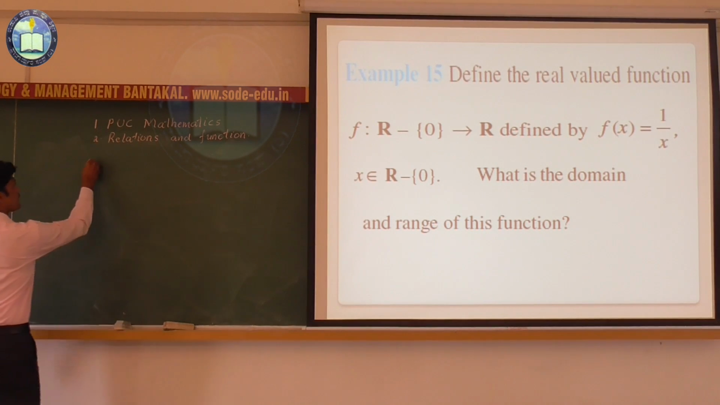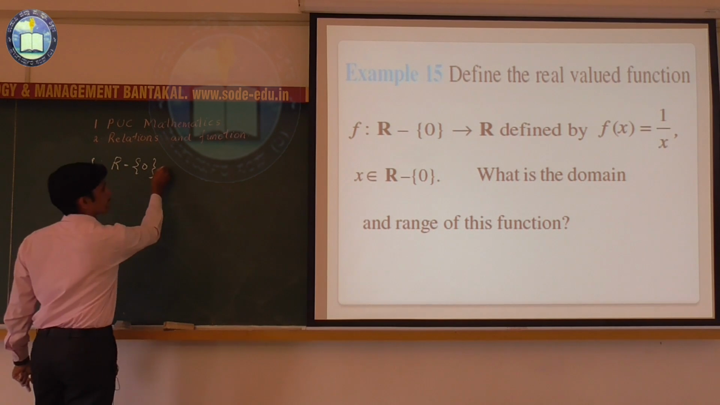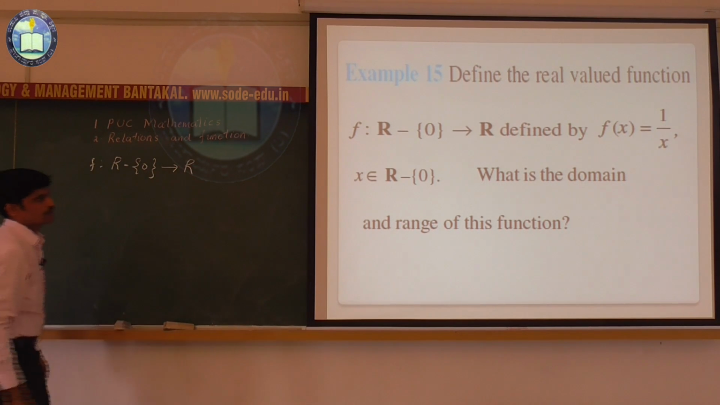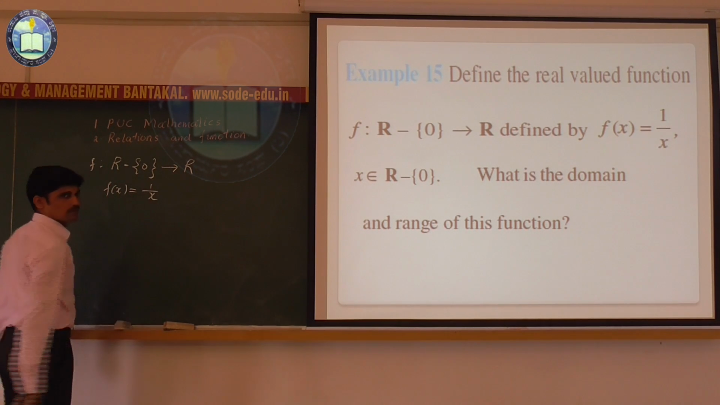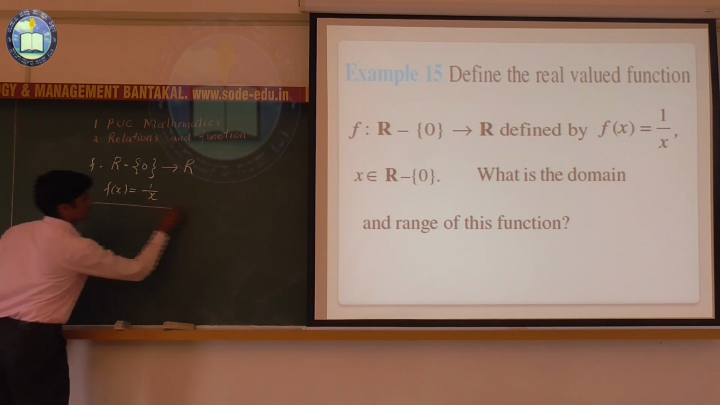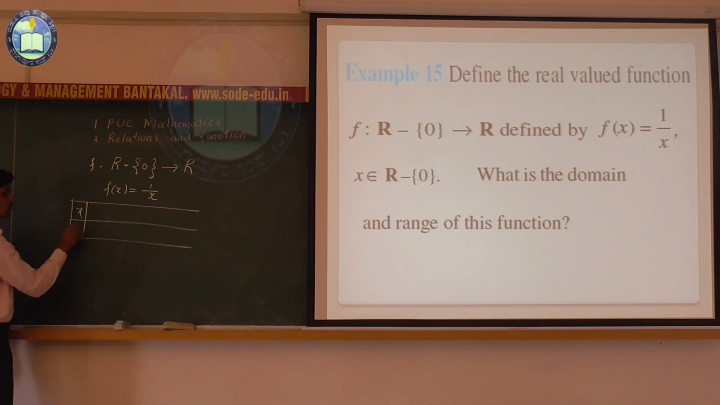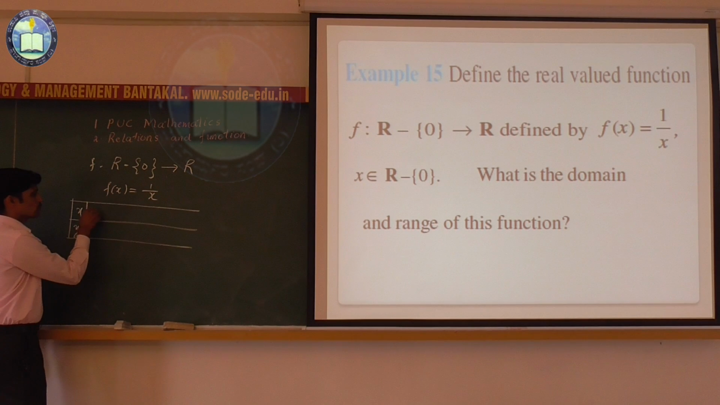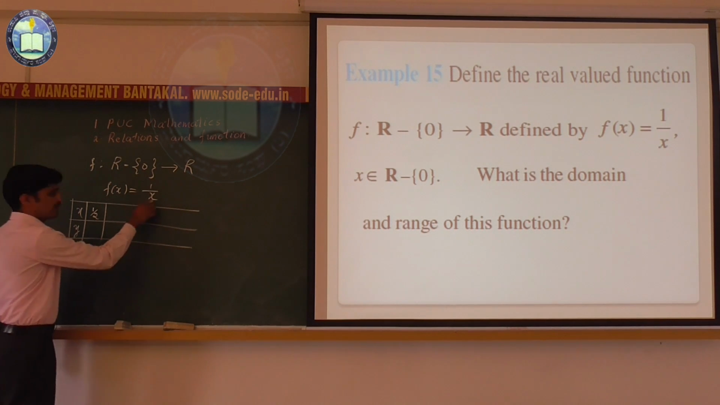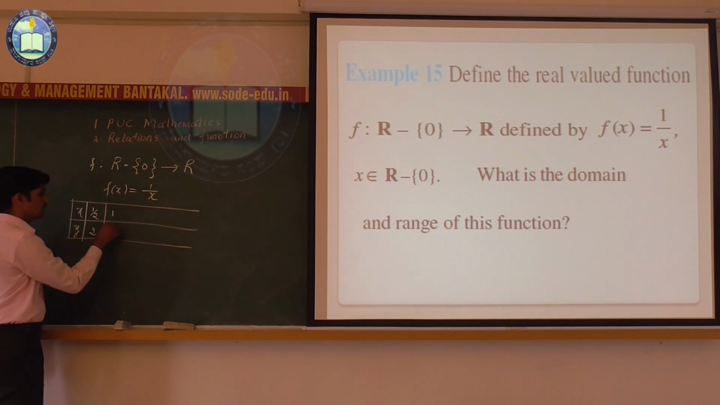Now we can see this function f from R minus 0 mapping to R defined by f of x is equal to 1 by x. Now if we analyze the graph of this function, we cannot give x is equal to 0 because 0 is not there in the domain. Then we give x is equal to say 1 by 2, half, then 1 by 1 by 2 is equal to 2. If you give x is equal to 1, then its value is 1 by 1 is 1.